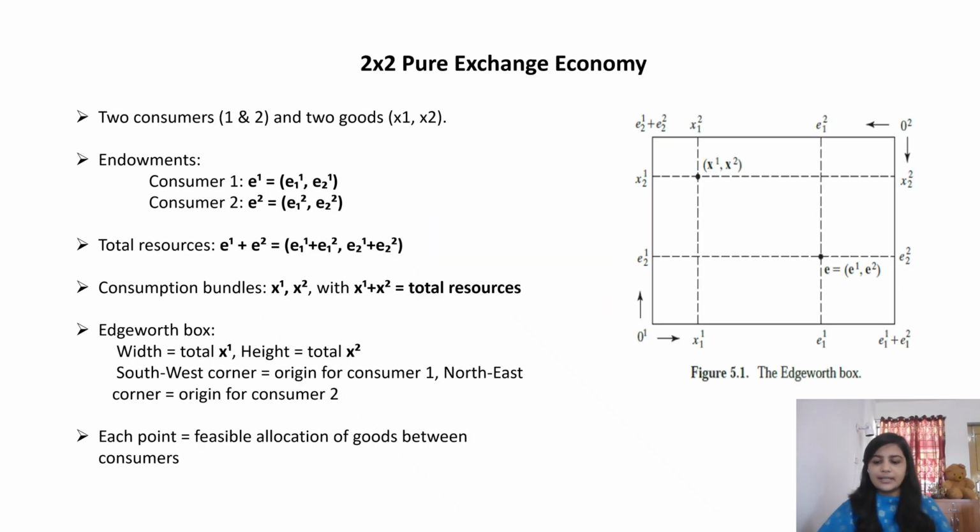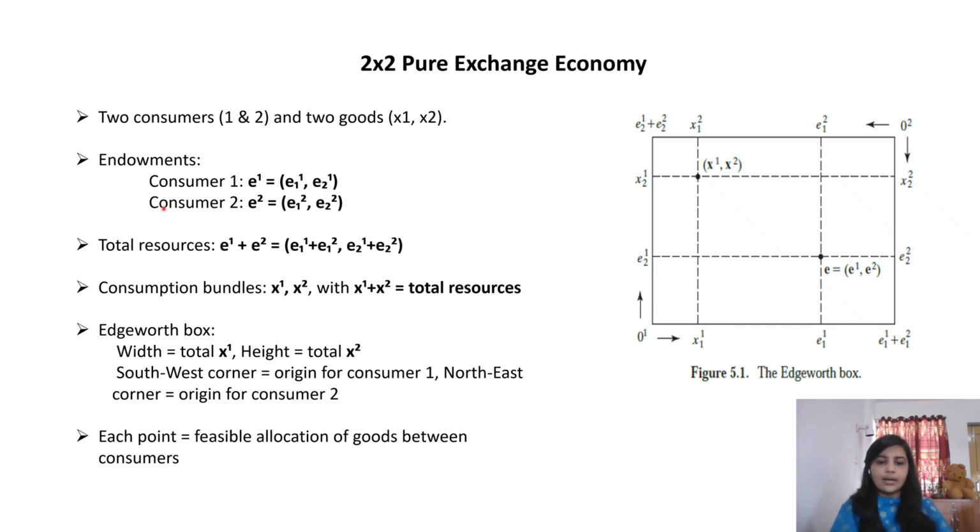So let us imagine an economy with no production and only exchange. There are consumers and each consumer has an initial endowment of goods. In this system, trade or exchange takes place so that both parties can become better off. To make this simple, let us focus on the case of two consumers and two goods.